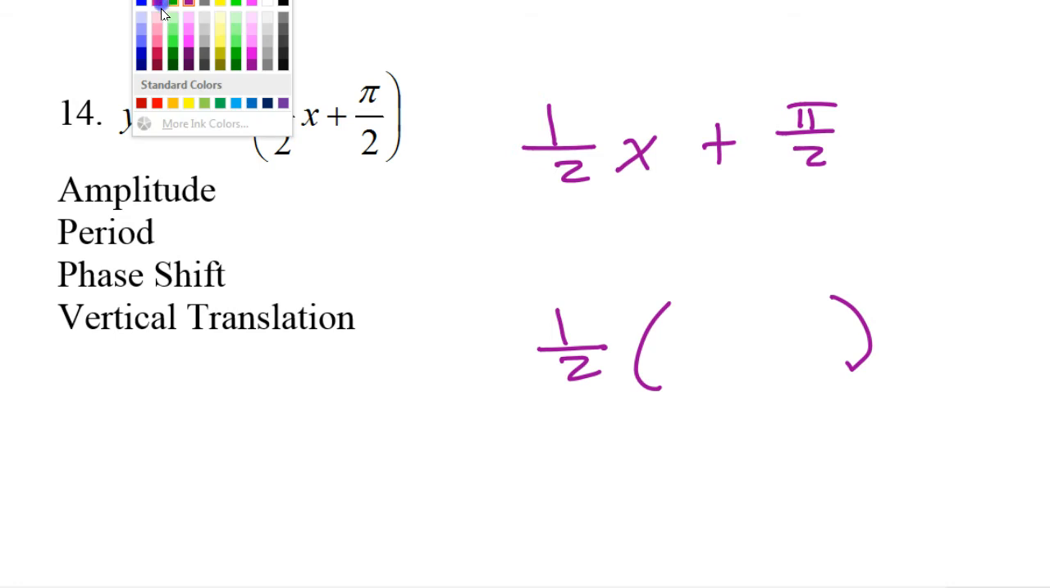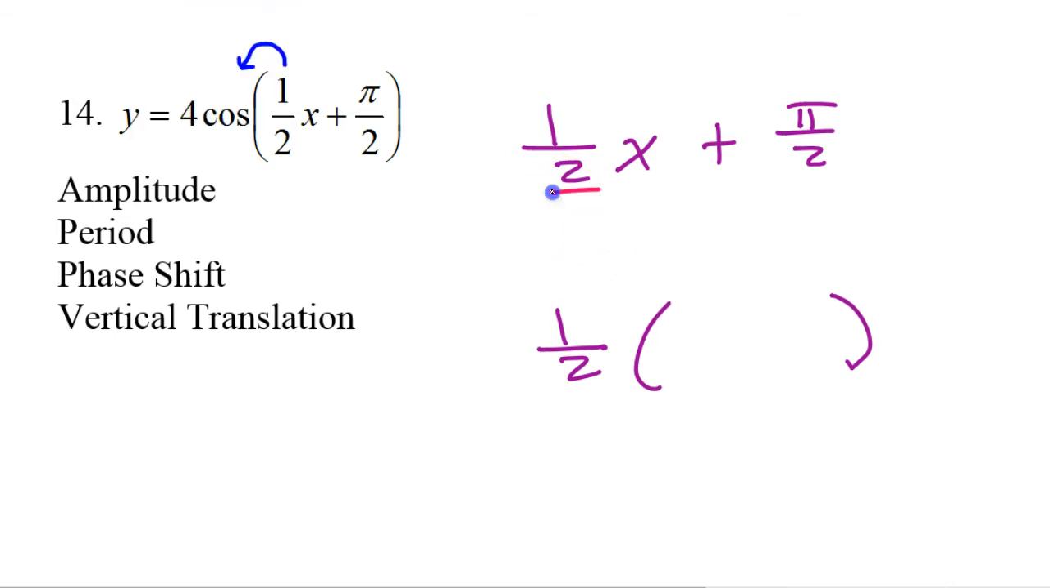Now I can do that if I divide both of these by the thing I'm factoring out. So if I divide by 1/2, then that will tell me what I have inside. Now if I divide the first term by 1/2, these just cancel out and I just have x. But what is pi over 2 divided by 1/2?